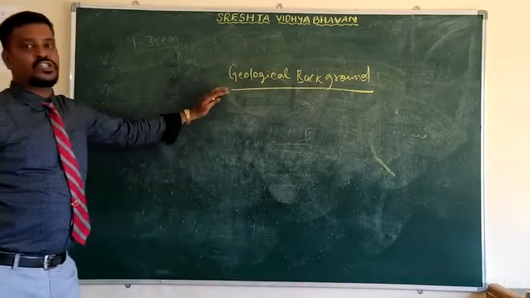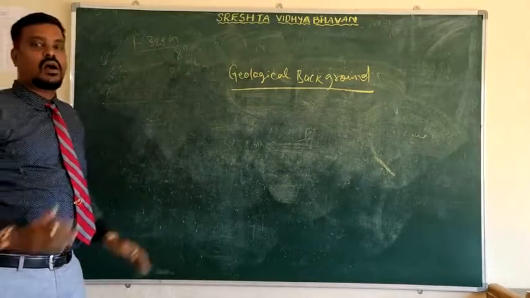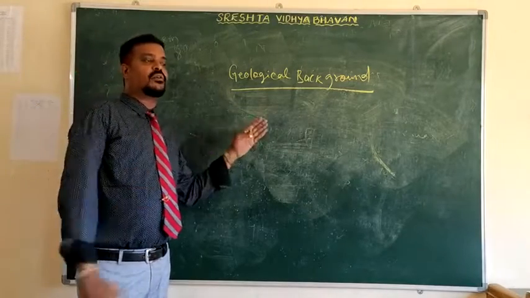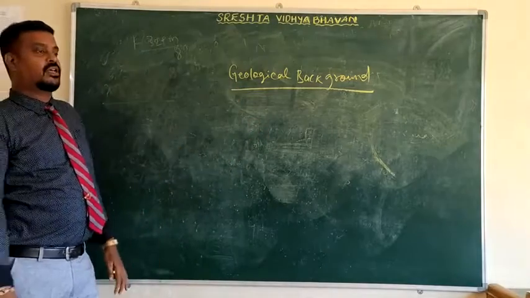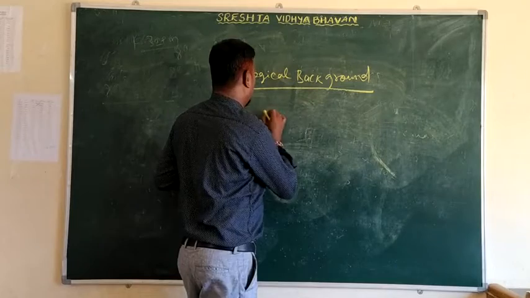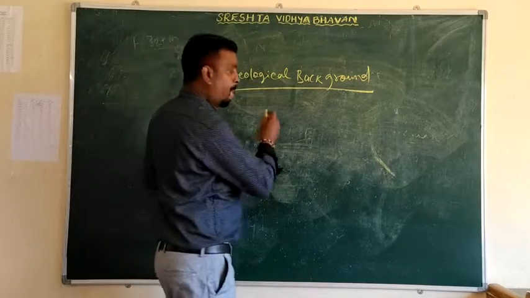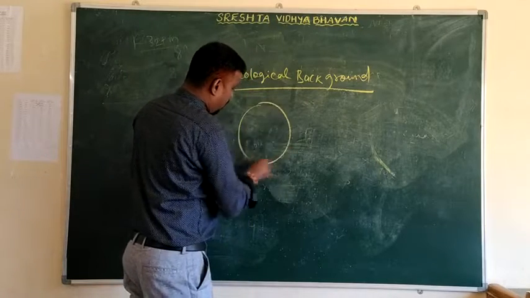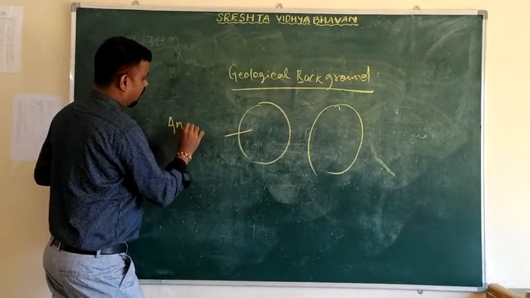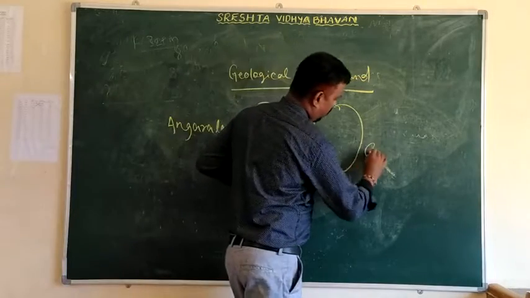So what is the geological background? Geological background is nothing but how India was located in the past and how India was formed earlier. If you look at the entire landmass, it is divided into two parts. The first one is Angara land and the second one is Gondwana land.